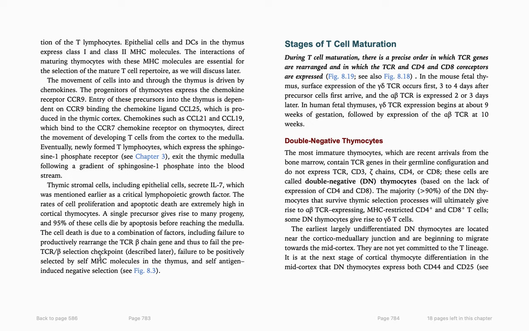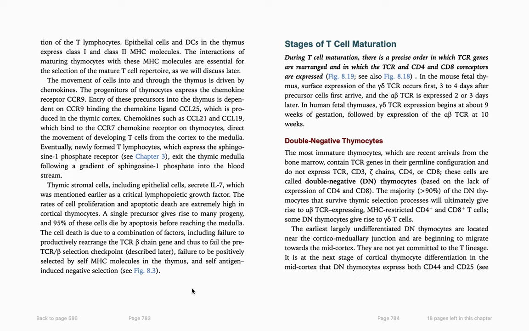The cell death is due to a combination of factors, including failure to productively rearrange the T cell receptor beta chain genes, and thus failure to pass the pre-TCR beta selection checkpoint described later; failure to be positively selected by self MHC molecules in the thymus; and self antigen induced negative selection. Stages of T cell maturation.